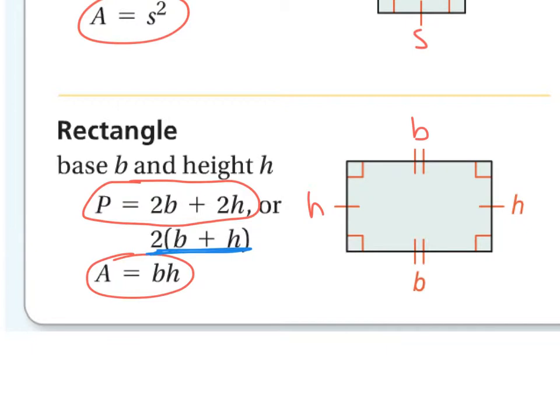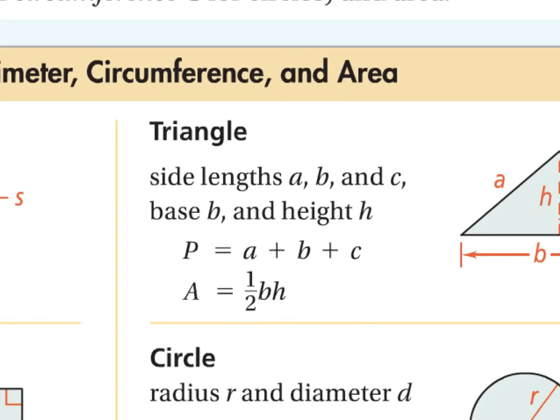Either way, I don't care which way you work that. Okay, I tend to use 2 times b plus 2 times h. Okay, but that's how we find perimeter and area of a rectangle. Again, any questions? Again, none of this should be new to you. Let's go to triangles.